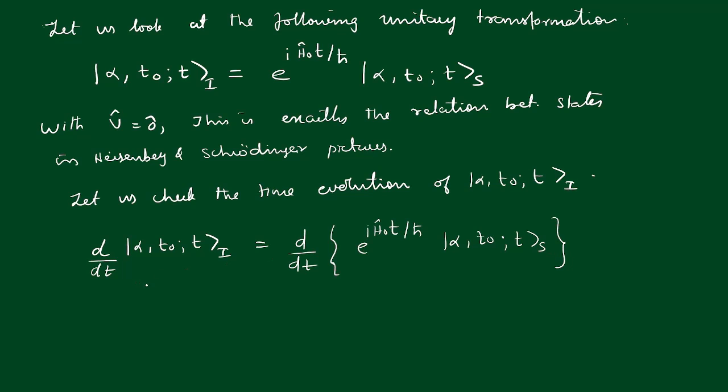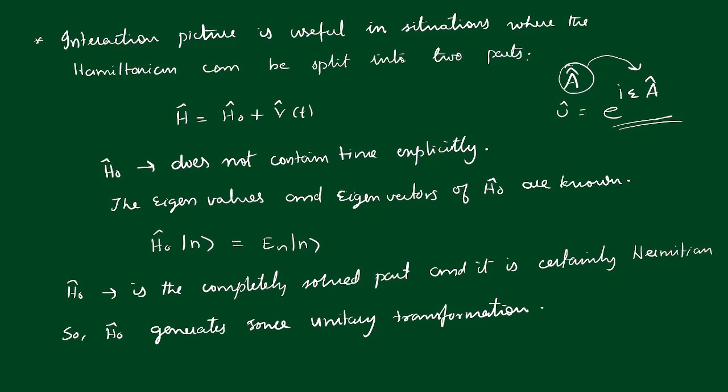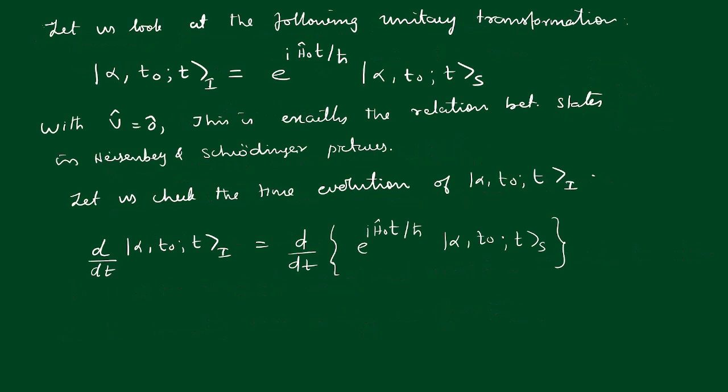Now what do we do? We assume that this h0 has no explicit time dependence. That's the basic starting assumption: h0 does not contain time explicitly. So we can just use the product rule here. If you use the product rule, this becomes i h0 hat divided by h cross. This is of the form e raised to iax, so taking the time derivative, you get out this part, i h0 divided by h cross. Is that fine?